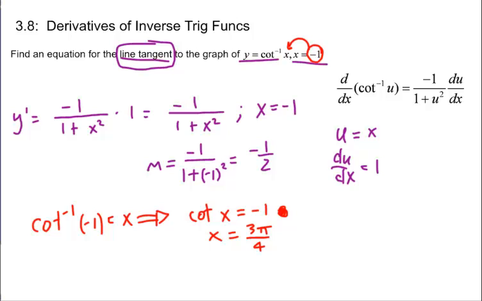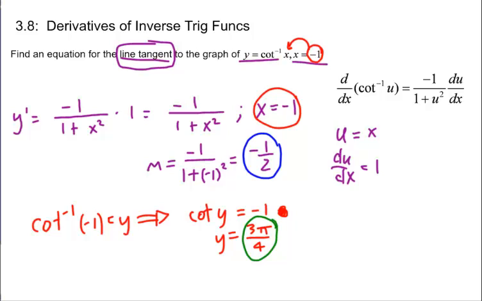So if I've got an x value, actually I want to change this bottom guy to y's, because that's really what we're interested in here. Y is what we need. So if I've got an x value and I have a y value and I have a slope, then I can write the equation of the line. That's all there is to it.